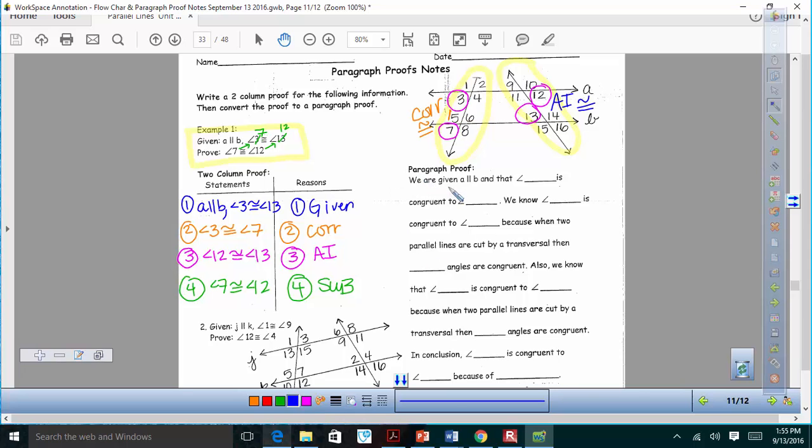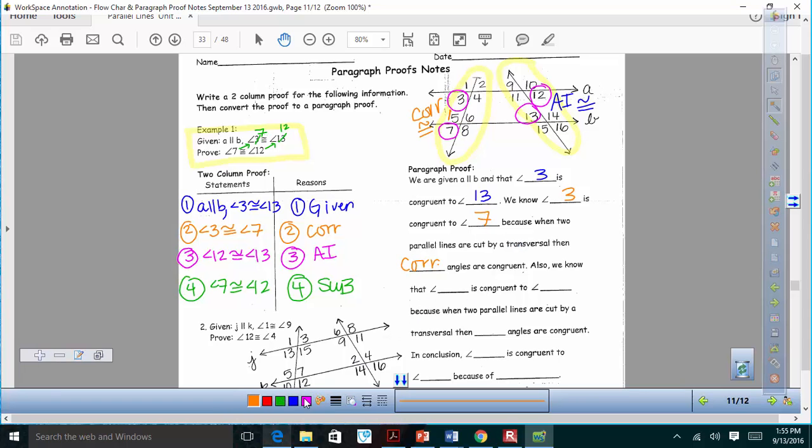So it says, we are given A is parallel to B, and that angle 3 is congruent to angle 13. Okay? What we're given. Then it says, we know that, and this is our second step, angle 3 is congruent to angle 7, because when 2 parallel lines are cut by a transversal, then corresponding, and you would write out the whole word. I don't really have room right here, so I'll let you put core right now. Corresponding angles are congruent.